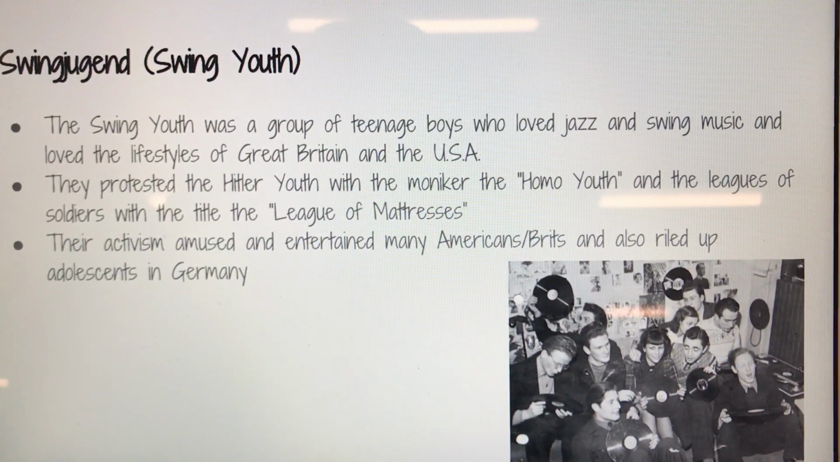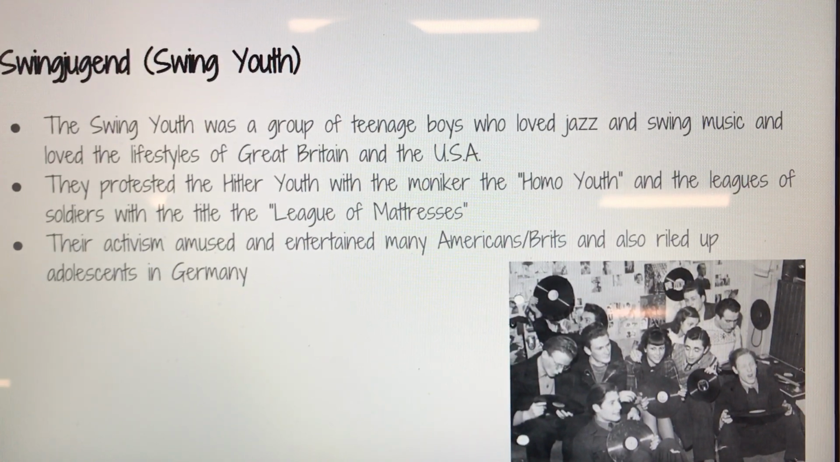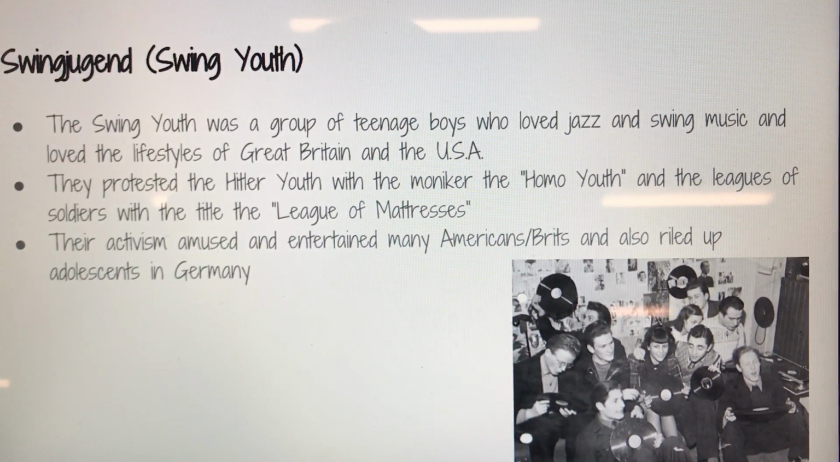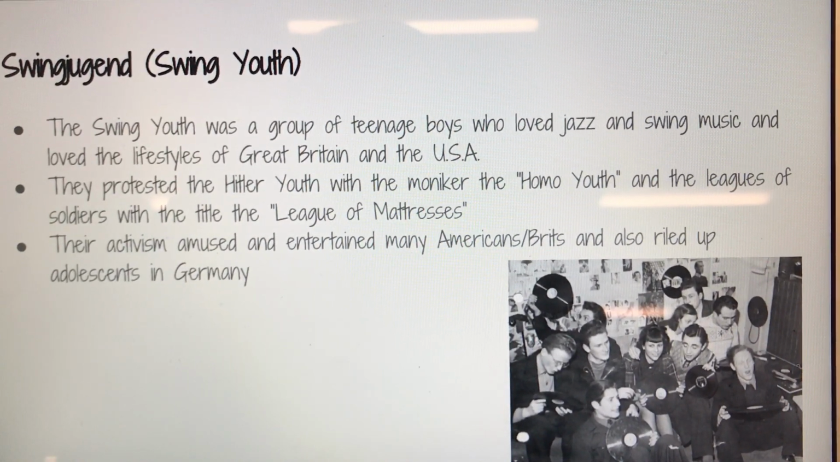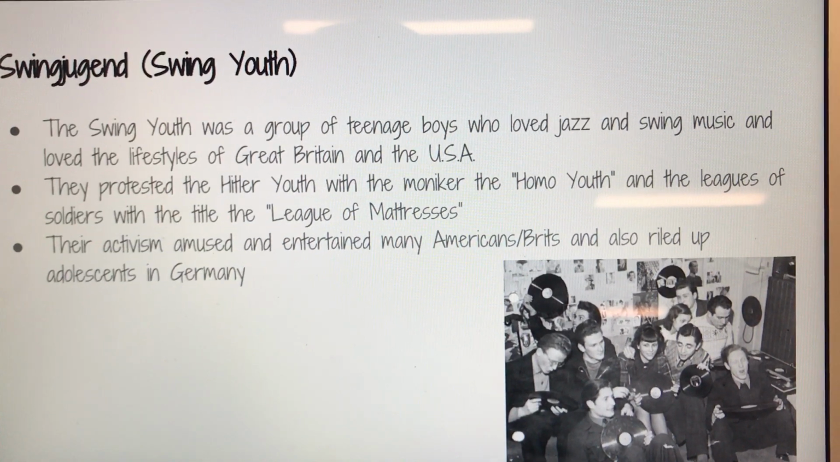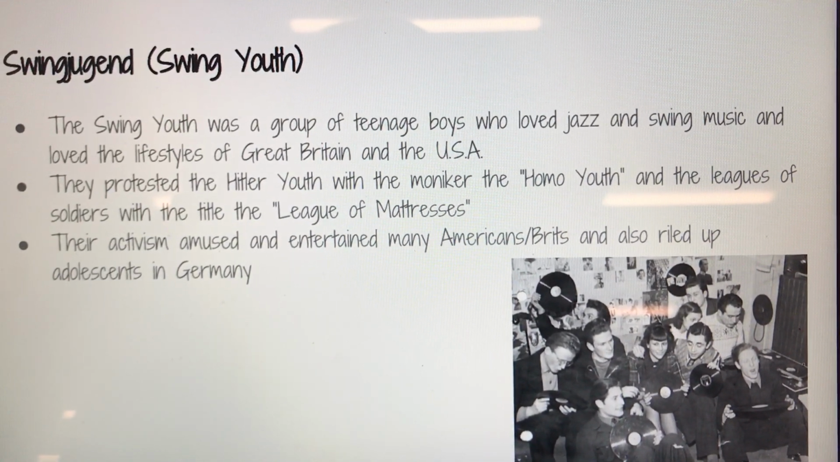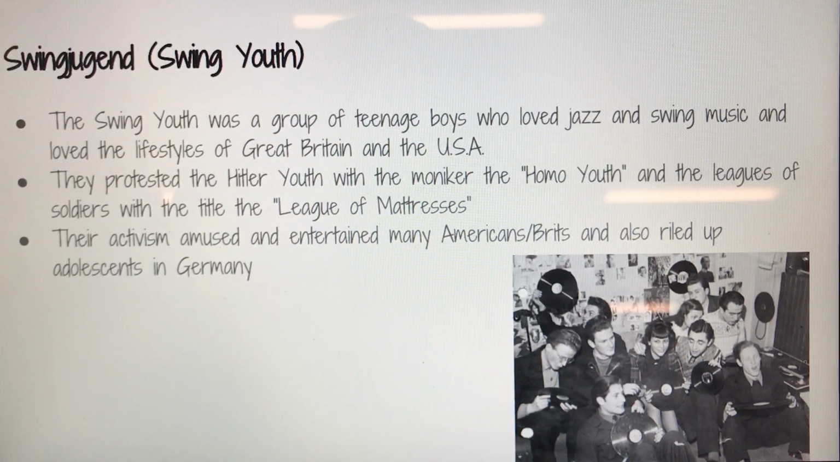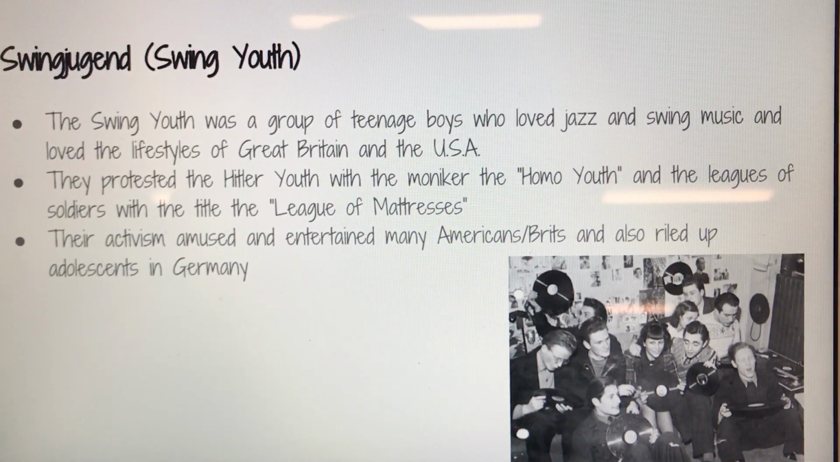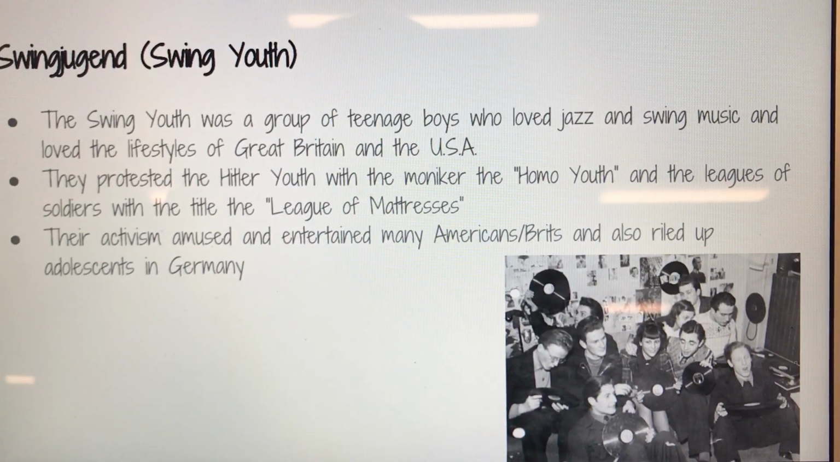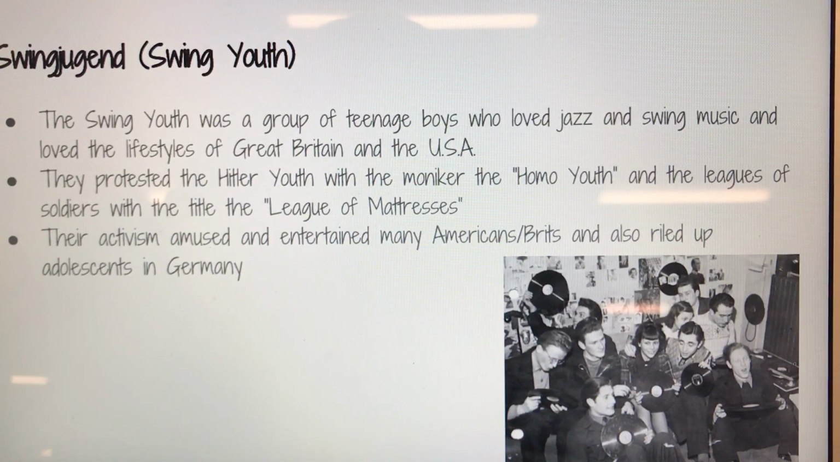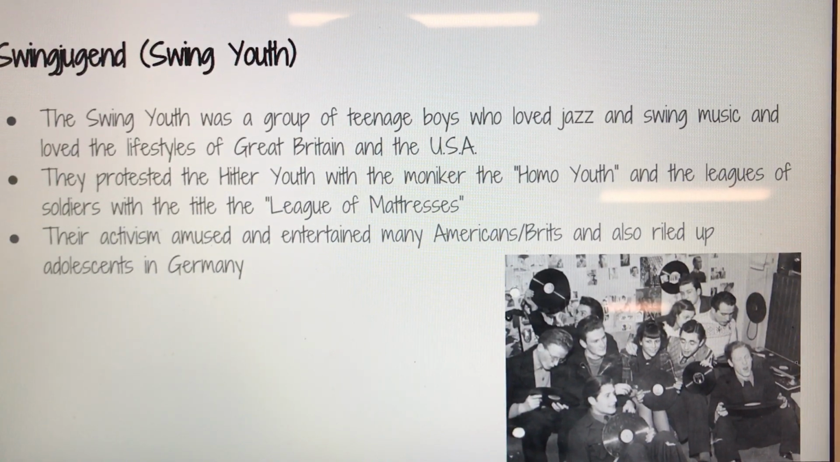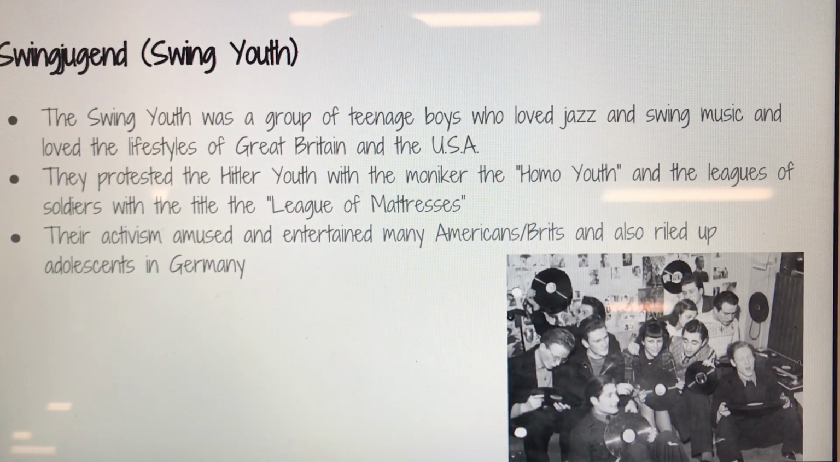The Swing Jugend, also known as the Swing Youth. This was a group of teenage boys who loved jazz and swing music of the US and UK and also loved the lifestyles of Great Britain and the USA. They protested the Hitler Youth with the moniker Homo Youth and also the Leagues of Mattresses. Their activism amused and entertained many Americans and Brits and also riled up adolescents in Germany.